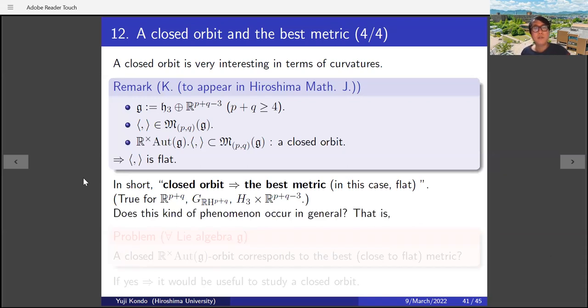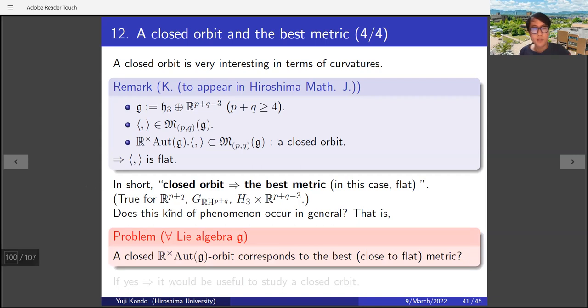So as a natural problem, we ask: for any Lie algebra, does a closed G orbit correspond to the best metric? The best metric is a metric close to the flat metric. If the answer to this problem is yes, then we can expect that it would be useful to study a closed orbit to find out a nice metric like a flat or Einstein metric.